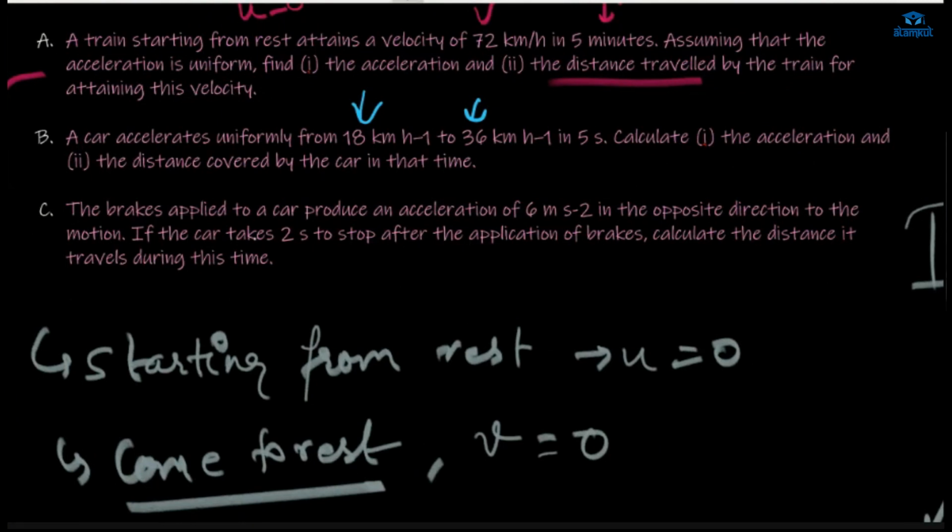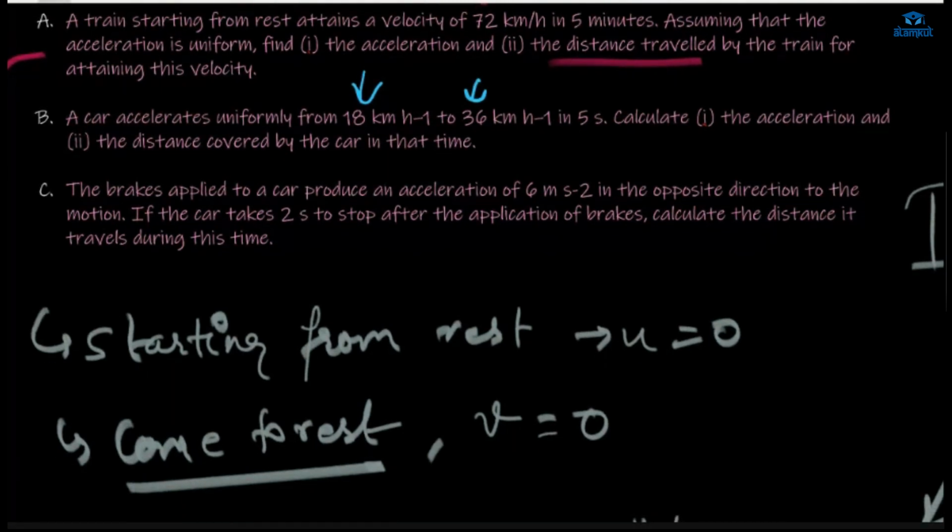The car accelerates uniformly from 18 kilometer per hour to 36 kilometer per hour. Initial velocity is 18 kilometer per hour and final velocity is 36 kilometer per hour. And time is given, so acceleration can be calculated easily. 36 minus 18 divided by 5? No. This is what I was telling. Just consider this: this is in kilometer per hour and this is in seconds. How can you do this? First, you have to convert both of them into meter per second, and then you will do the question.